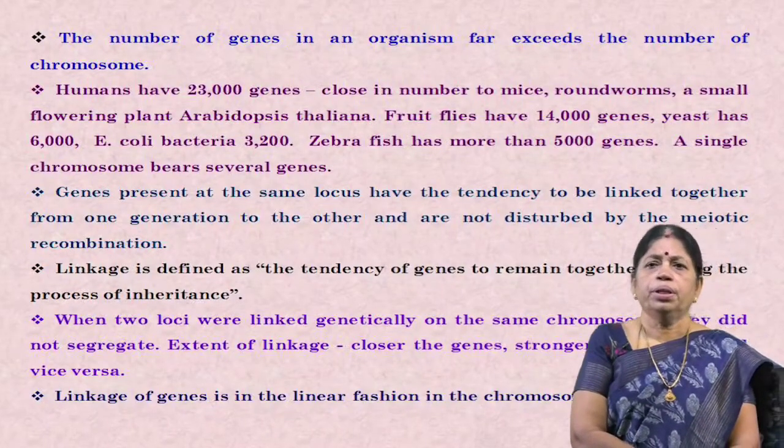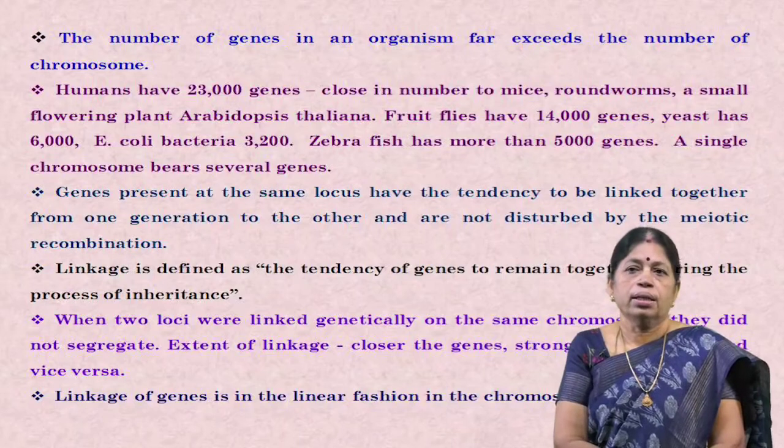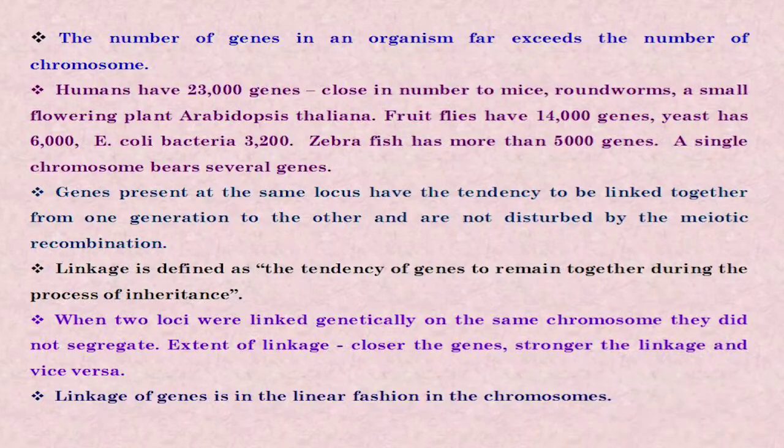Totally, human beings have more than 23,000 to 25,000 genes, which is close to the number in other mammals and other animals like mice, roundworms, small flowering plants including the Arabidopsis thaliana species, and also fruit flies. For example, Drosophila melanogaster, which we take for various genetic studies, has more than 14,000 genes. Yeast has 6,000 genes. E. coli bacteria have 3,200 genes. And among fish, the zebra fish, which is very important in genetic aspects, has more than 5,000 genes.